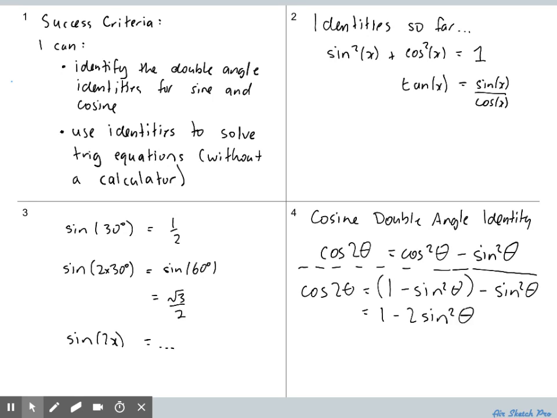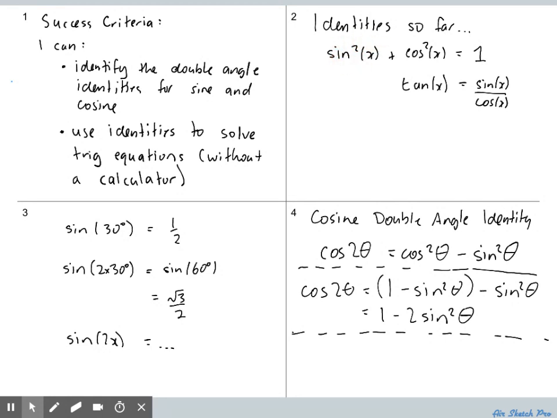Cool. So that's another expression of the cosine double angle identity. But you can see that, not that you have to remember anything really, if you know the top one, you can always work out the other two. And then I can do the same sort of thing with sine squared theta.